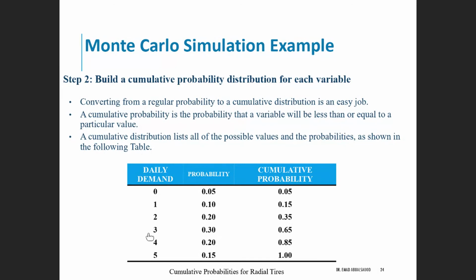The same for the daily demand. The probability of the daily demand equals 3 is 0.3. But the cumulative is 0.3 plus 0.2 plus 0.1 plus 0.05, and that equals 0.65. Until you get to the last one, which has to be equal to 1. Okay? So this is to verify your answer. So always the last one has to equal 1.